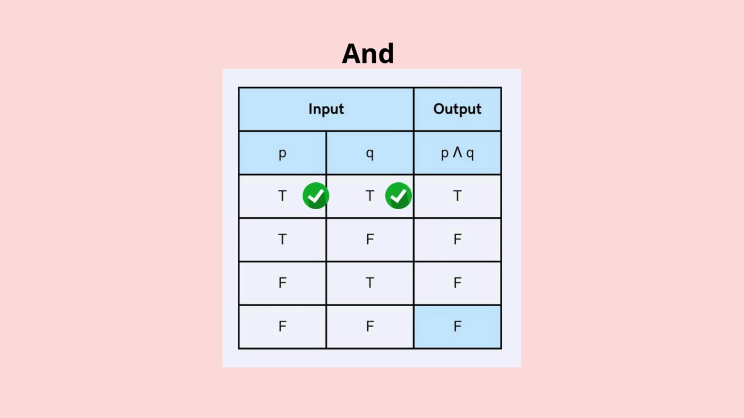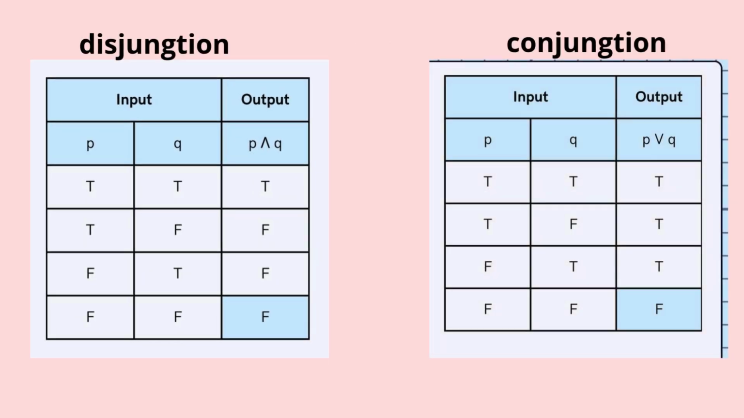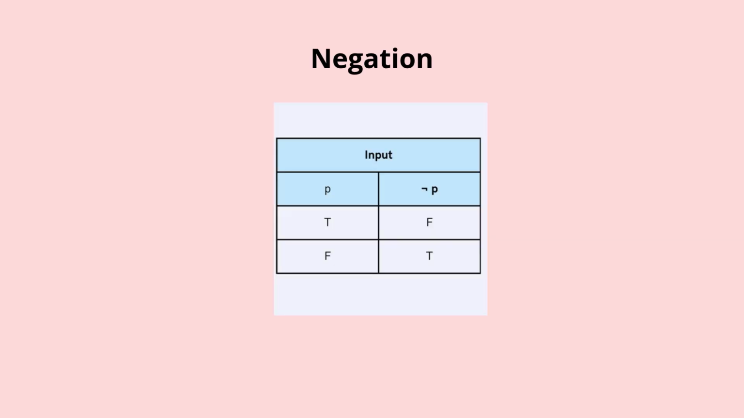A conjunction is true only if both statements are true. If either is false, the result is false. Next is a disjunction. It's true if at least one of the statements is true. It is only false if both are false. And next, negation is the opposite of a statement. If the statement is true, its negation is false. If it's false, the negation is true.